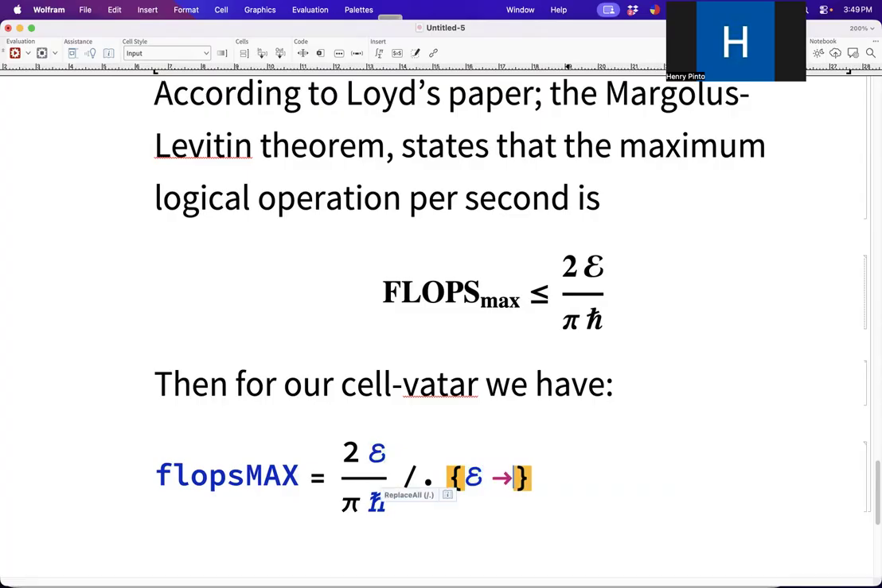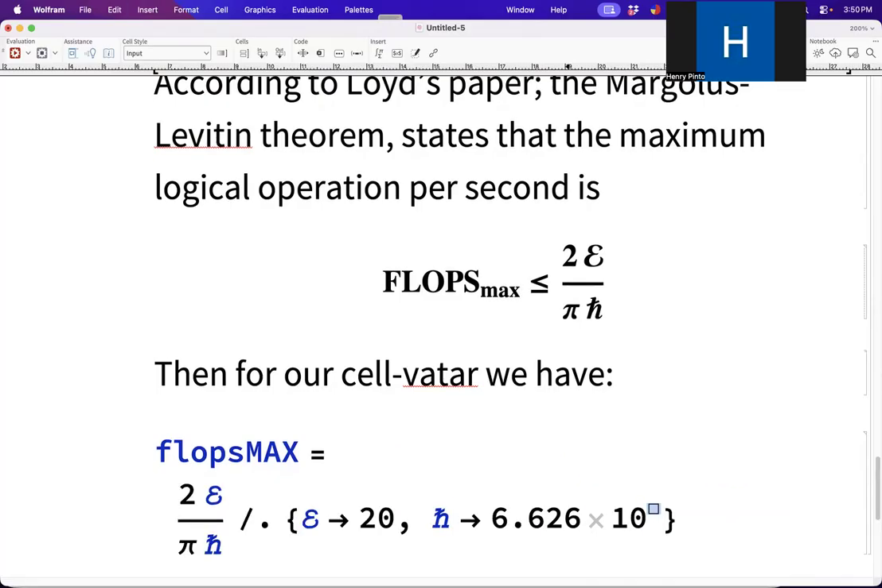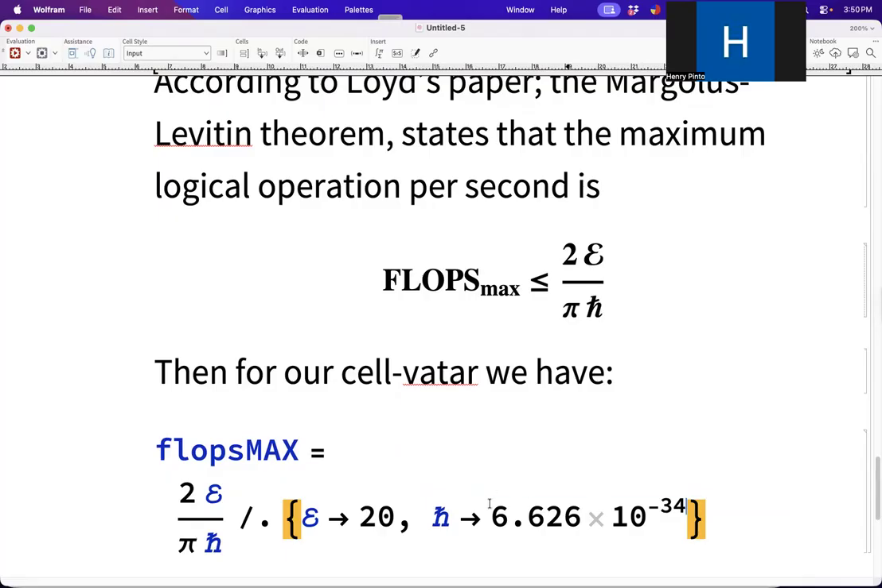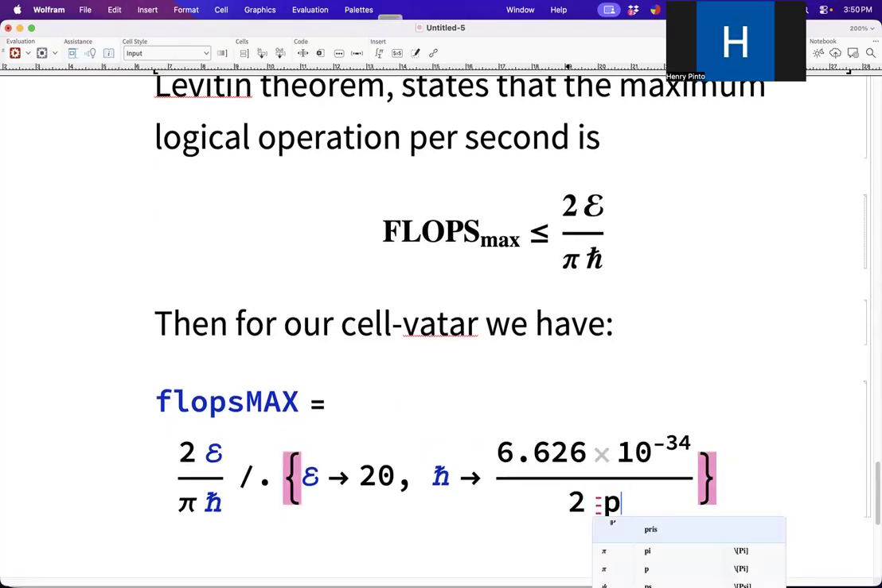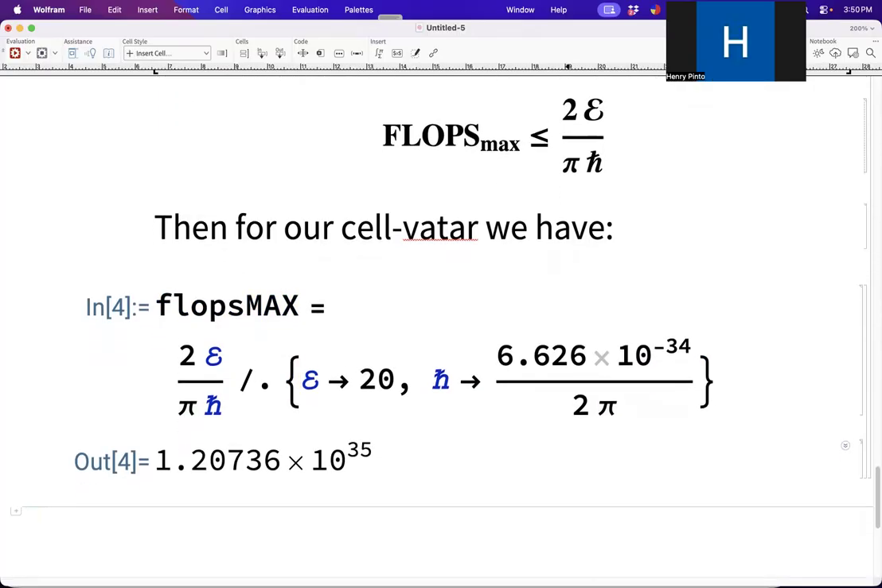So the power is how much? It is 20 watts, or 20 joules in 1 second. Why do we use 20? Because this is the power that the brain uses to operate, so that's the reason it's a nice measurement. And h bar is 6.626 times 10 to the minus 34 joules divided by 2 pi. So this will be the total computing power that the system can have.